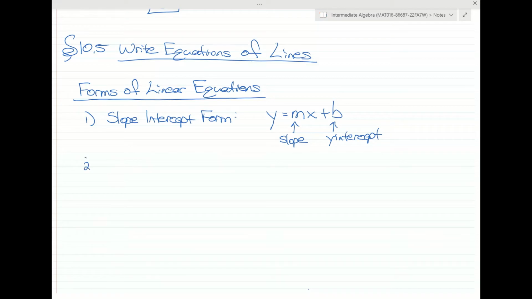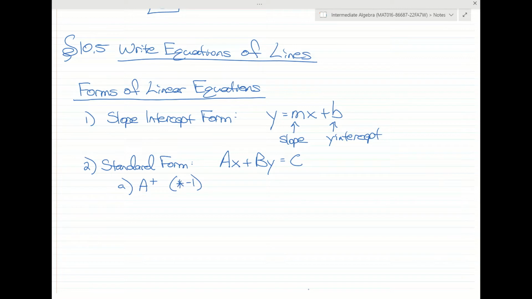The second form is called standard form. Standard form is ax plus by equals c, which is what it looks like. In some classes, they say that it's equal to 0, but that's not in this class. In this class, you have the x and y together, and it's equal to a number. There's three things about this that we have to know. The first is that the a value is always positive, which means you might have to multiply by -1. But we'll see examples like that later.